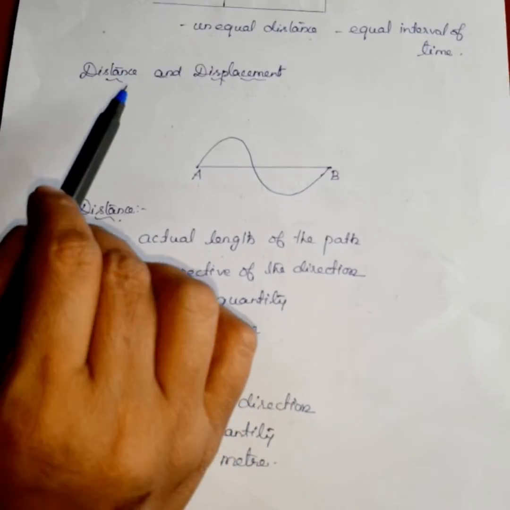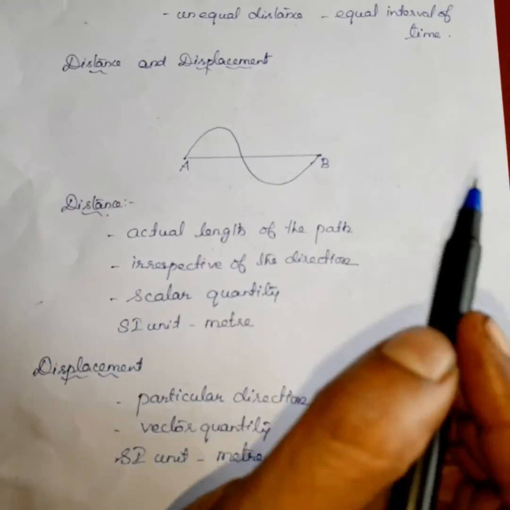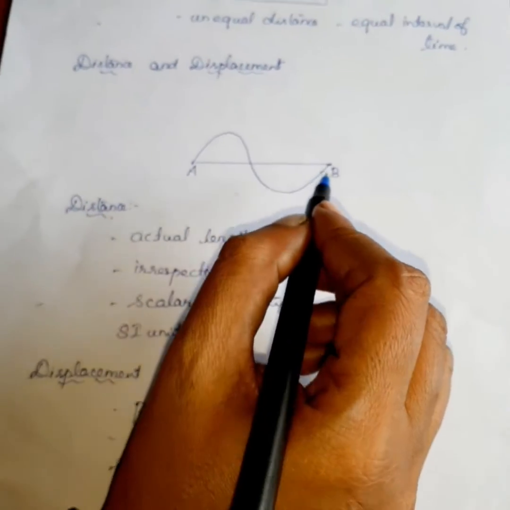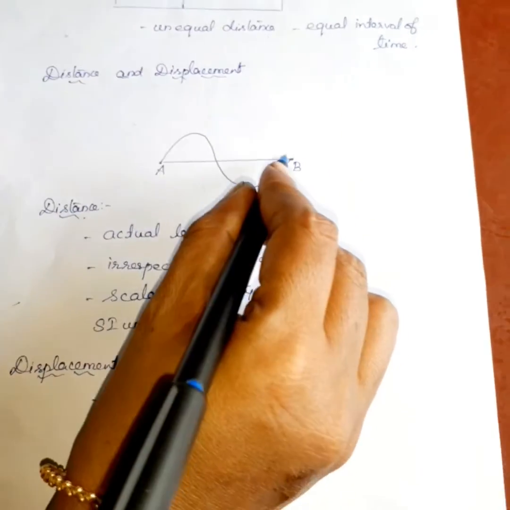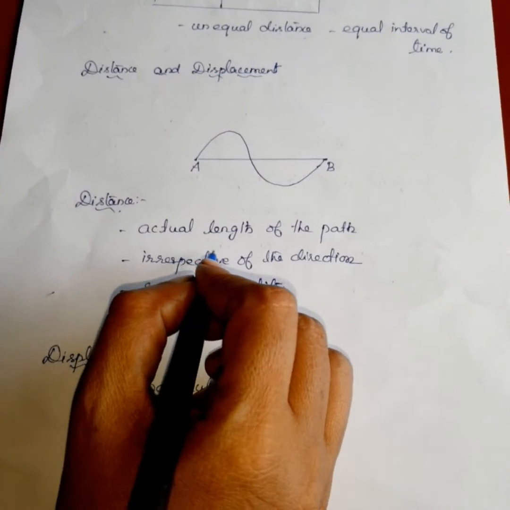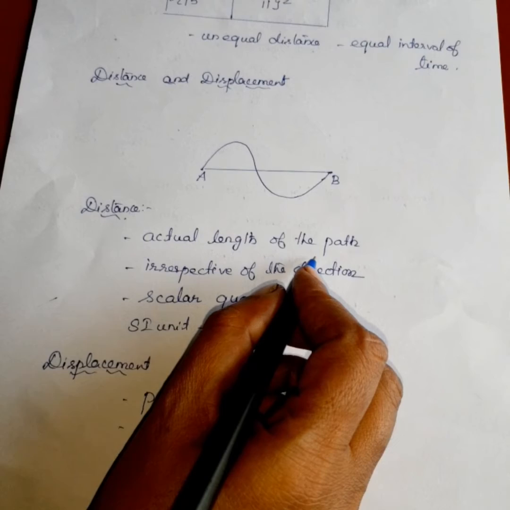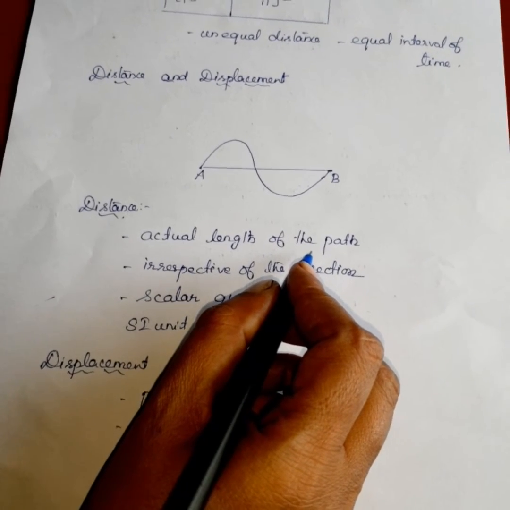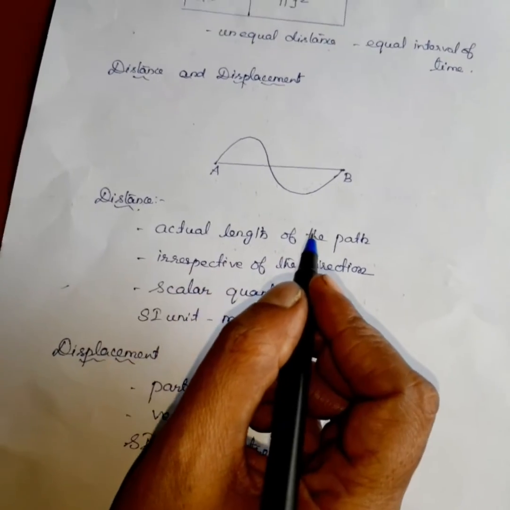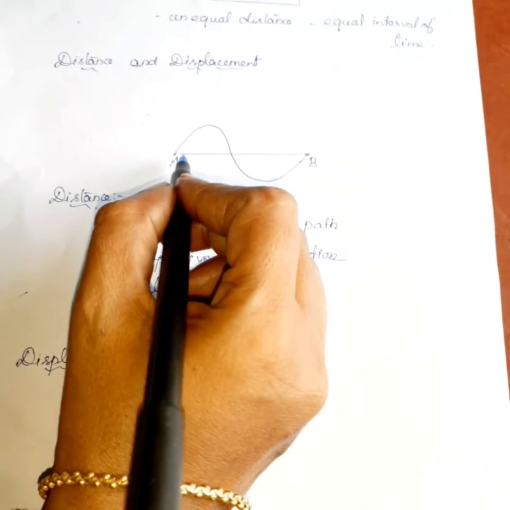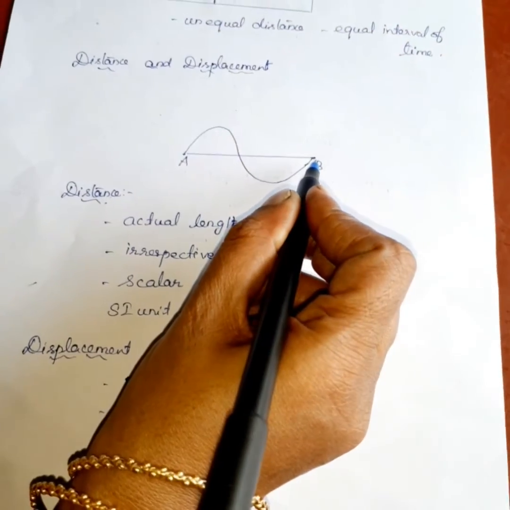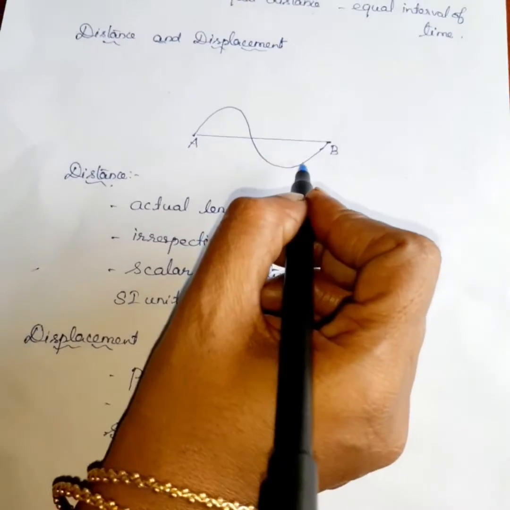Next we are going to study distance and displacement. Now you see the diagram: one object moving from point A to point B, with two semicircles. What is distance? The actual length of the path traveled by a moving body, irrespective of direction, is called distance. The total length of the path traveled by the body is called distance.